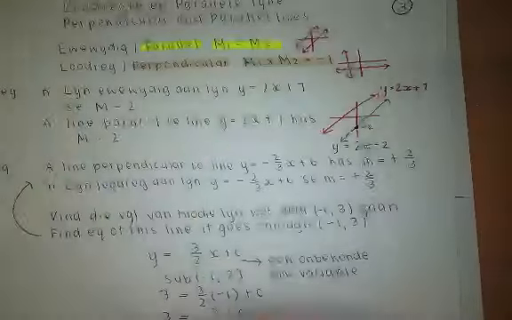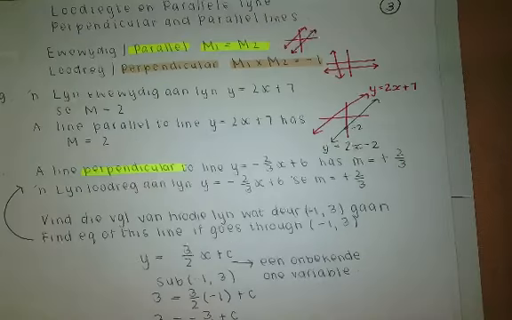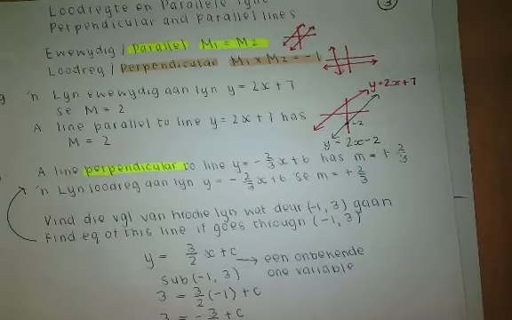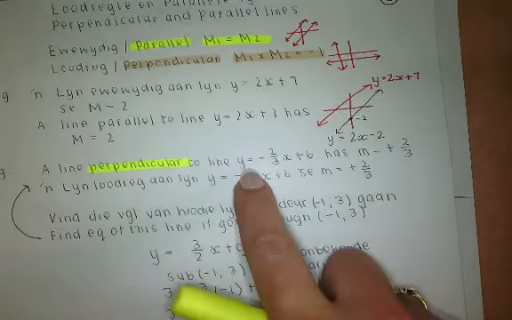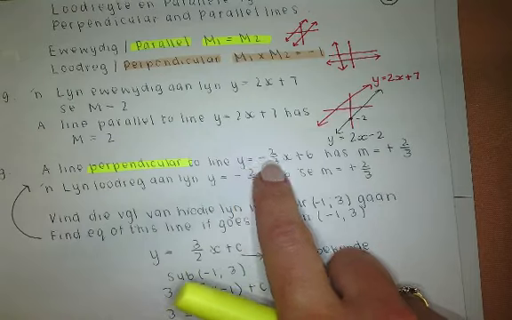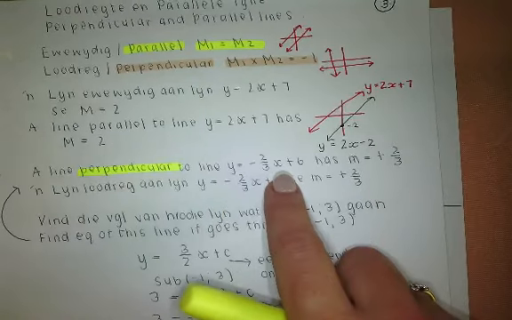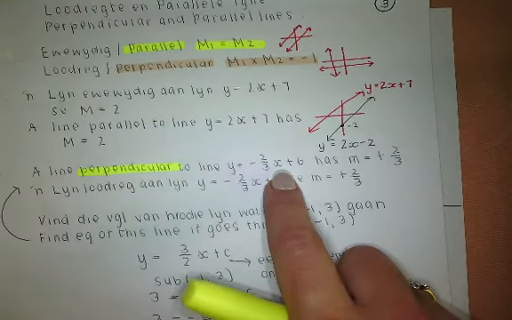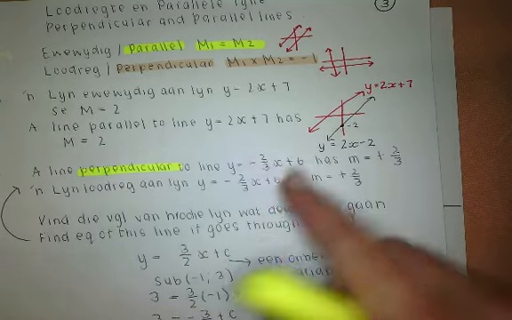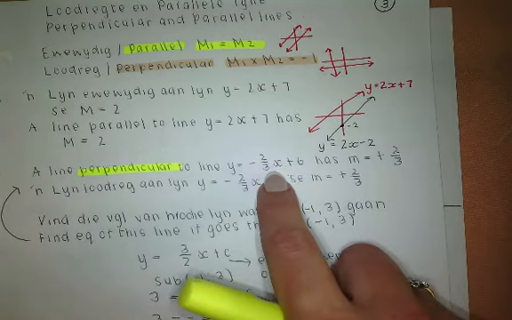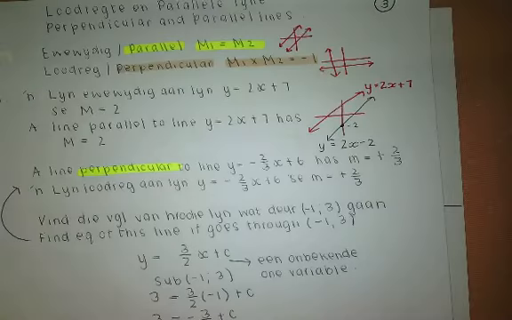Okay, a line perpendicular. So there are your hints. It's perpendicular. What do we know about perpendicular lines? The gradients of the first... So they're telling us that they're perpendicular. So we've got the first line, which is y = -2/3x + 6. That means the graph perpendicular to this one is going to have a gradient of positive.